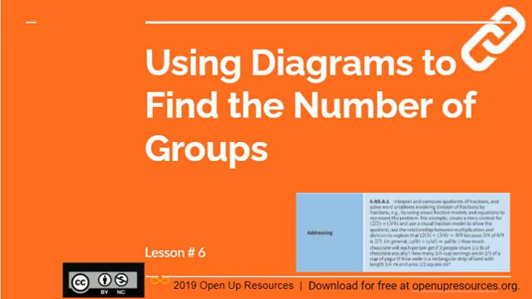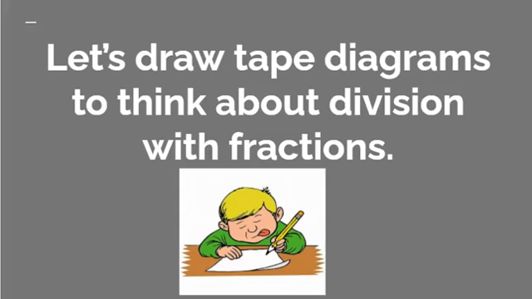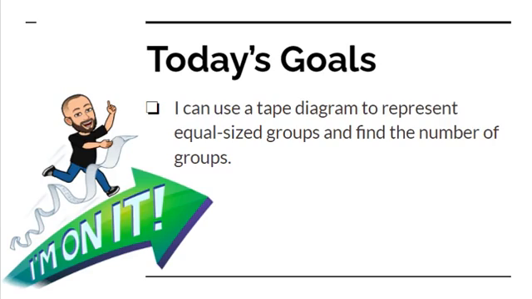Lesson 6, using diagrams to find the number of groups. We're going to draw some tape diagrams to think about division with fractions. So our I can for today is I can use a tape diagram to represent equal-sized groups and find the number of groups. So make sure you have today's date, your I cans, and your page number.